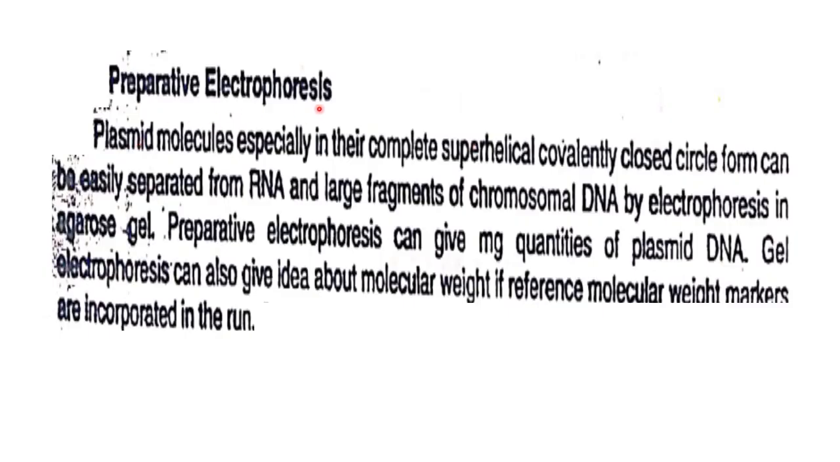Preparative electrophoresis. Plasmid molecules, especially in their complete superhelical covalently closed circle form, can be easily separated from RNA and large fragments of chromosomal DNA by electrophoresis in agarose gel. Preparative electrophoresis can give mg quantities of plasmid DNA. Gel electrophoresis can also give an idea about molecular weight if reference molecular weight markers are incorporated in the run.